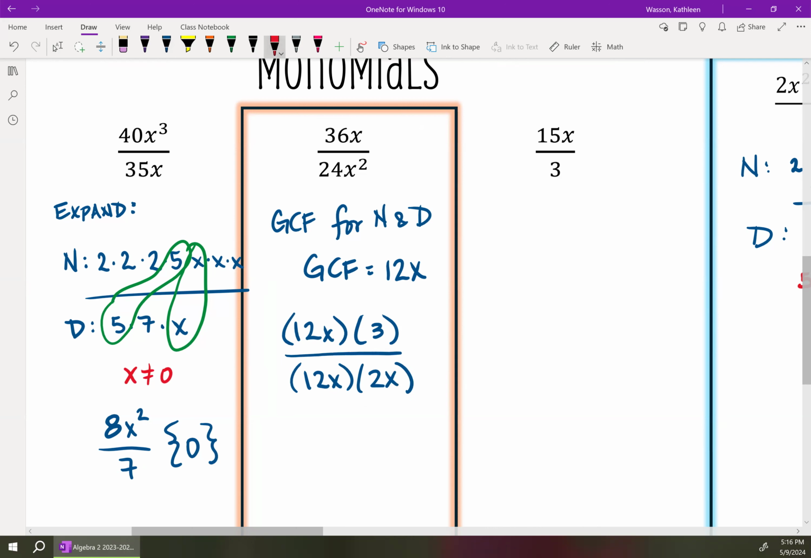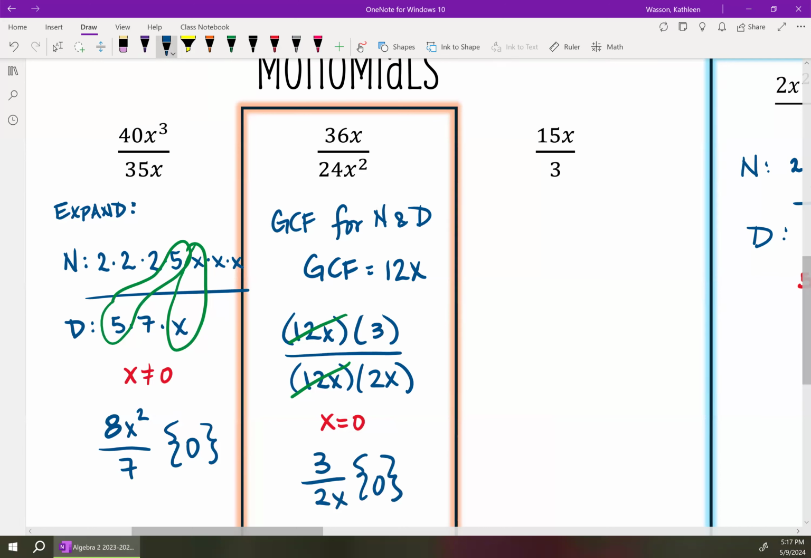I can't allow x to be 0. If 12x was equal to 0, then I could solve for x and x would be 0. Also, if 2x is equal to 0, that would happen when x was 0. So x can't be 0. That's my excluded value. Then I can reduce, divide, and write an equivalent fraction, 3 over 2x, and that is as long as x is not 0.